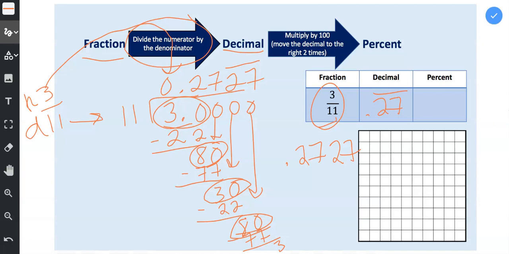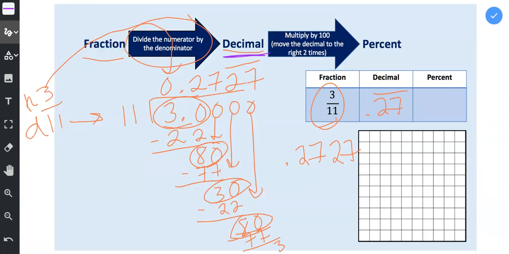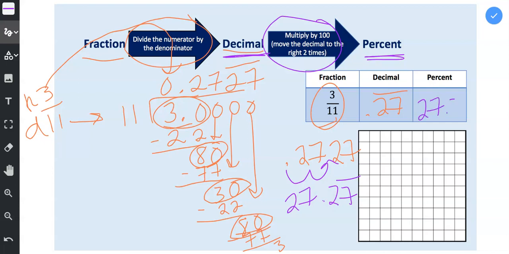So this will become, when I multiply the decimal by 100 and it becomes a percent, the decimal moves twice to the right. That's what happens when you multiply by 100. And we will end up with 27.27 repeating percent. So 27.27 repeating percent. And we label it like this when it doesn't tell us to round. We still need this number to go on forever.